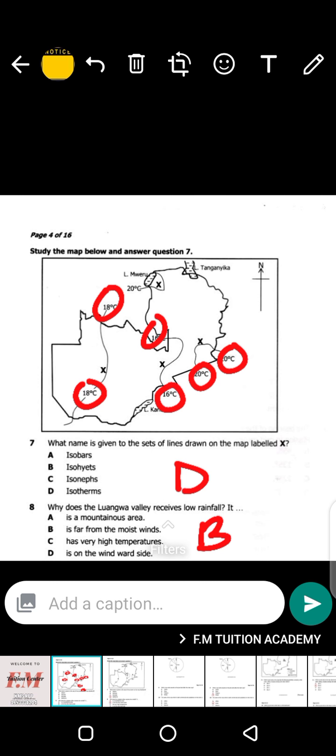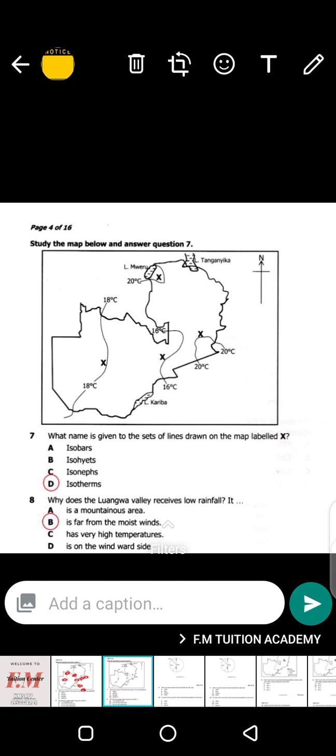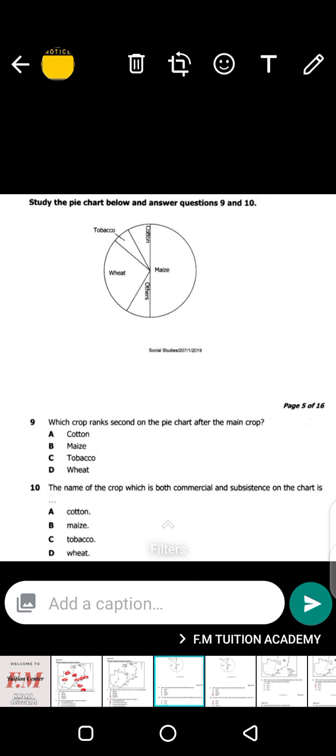So I go to the next. These are the answers: there is A here, there's B here, and D, isotherms, and B, which is moist winds. Those are the answers for the previous questions. Let's go to the next question.